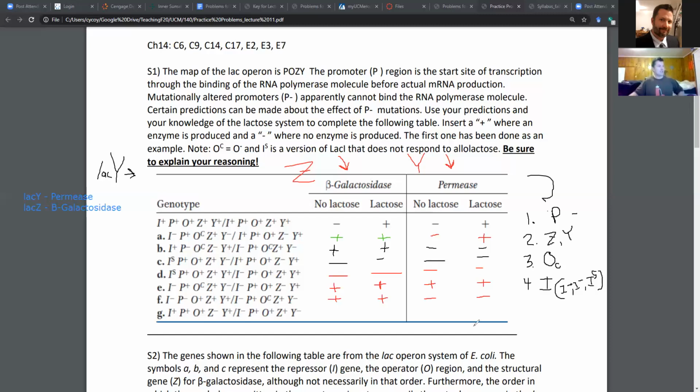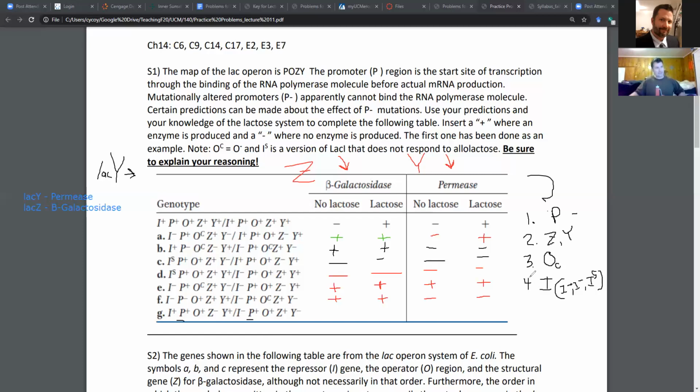Okay, let's look at G. Is the promoter functioning? Yes, it is functioning. Good. Let's look at Z and Y. Normal in this case is minus here, plus here, minus here, plus here. So we have a functional Z and a Y on each side. We have normal wild type operators.